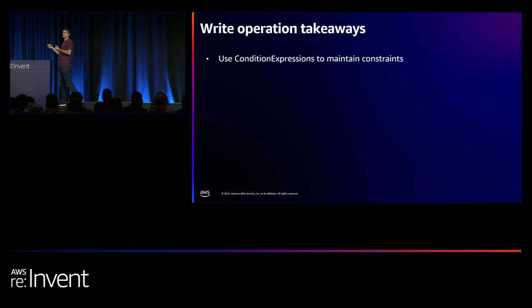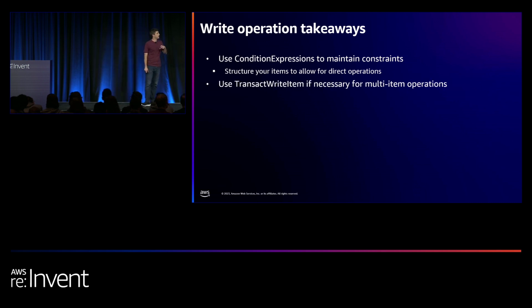And it's not going to cost you anything. It's not additional latency costs. There's no sort of coordination that needs to happen as part of that condition expression because of that single leader model. And then as part of that, make sure you're structuring your items to allow for direct operations against your items. If you need to work with multiple items in a single request, that's where you can use that transact write item operation and get that sort of atomic nature where it either succeeds or fails together.